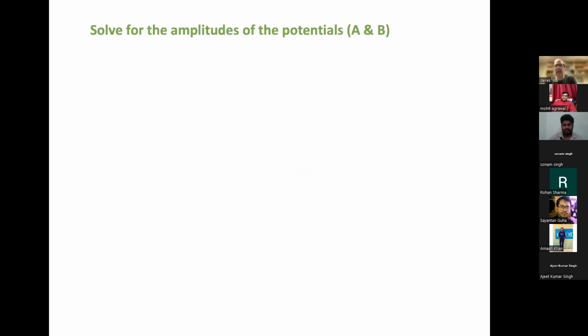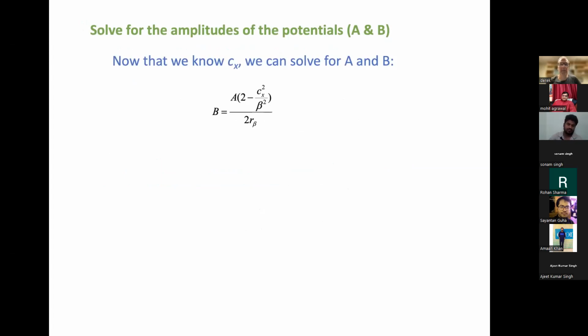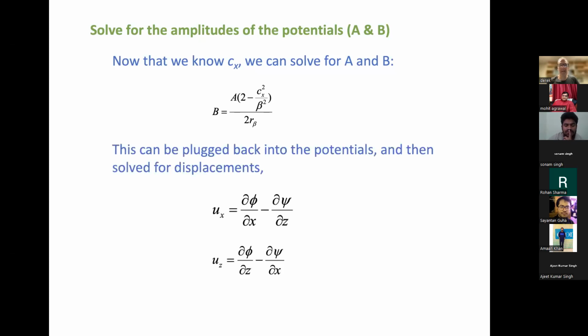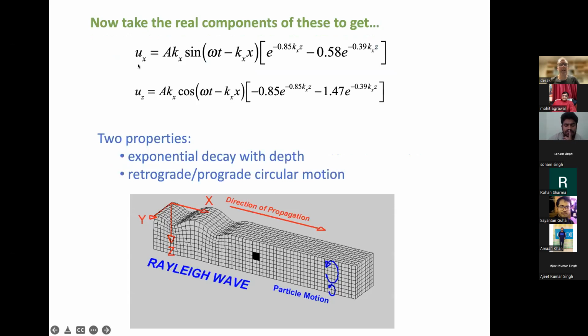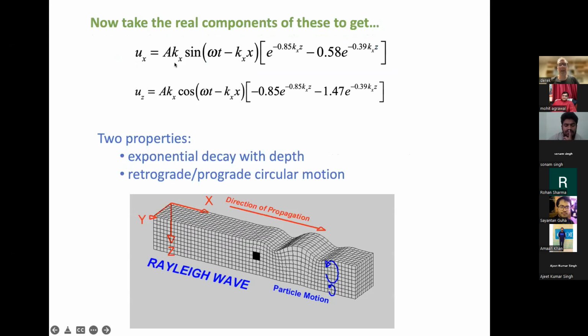So now we can solve for the amplitudes of the potentials, which are A and B. So B equals A times 2 minus c sub x squared over beta squared, all that divided by 2 times r sub beta. And this can be plugged back into the potentials and then solve for the displacements. So we have formulas for phi and psi in terms of A and B. And when we do that, we get u sub x and u sub z are equal to these equations here.